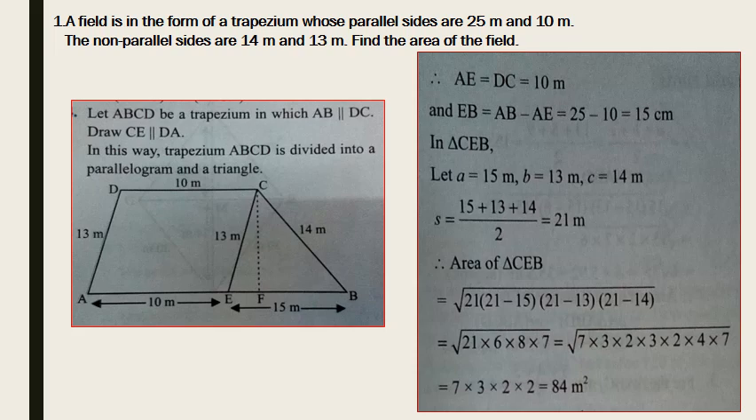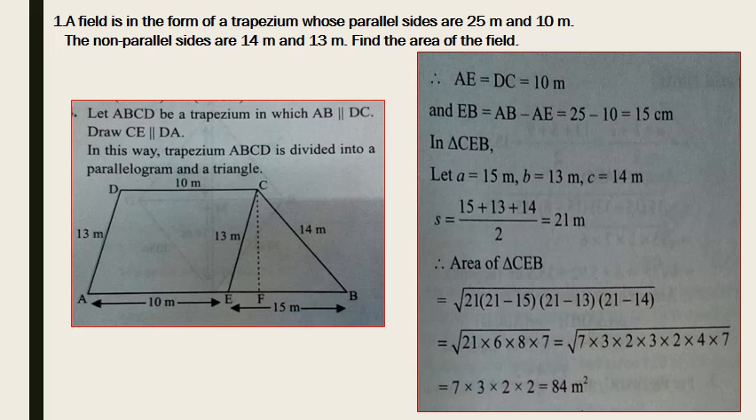In the figure, AB is 25 meter, DC is 10 meter, and DC is the opposite side of AE. Since ADCE is a parallelogram, AE is also 10 meters. Since AE is 10 meter, BE will be 15 meters, that is 25 minus 10, 15 meters. So now AE is equal to DC, equal to 10 meter, and BE is equal to AB minus AE, that is equal to 25 minus 10, equal to 15 meters.